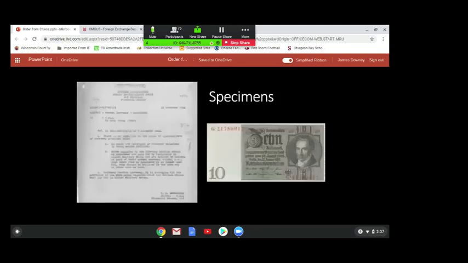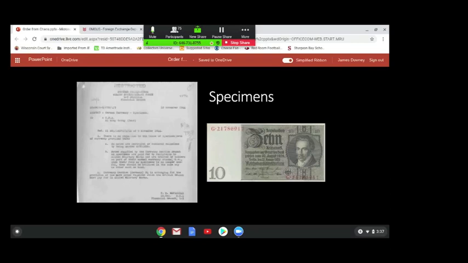Specimens. As collectors, we're all excited about specimens. Lots of correspondence about wanting to get examples and creating specimen sets. And eventually the authorization came down and said you can make specimens out of the notes that you have by overprinting them or perforating them, however you want to do it. But if you do so, you're not going to demonetize them. And when you're done with those, just put them back in your currency stocks and issue them out as regular notes.